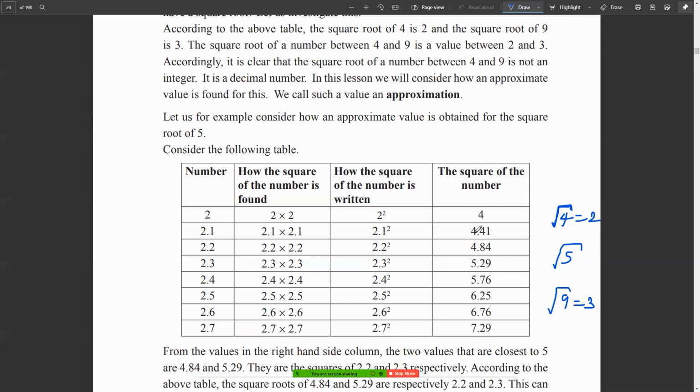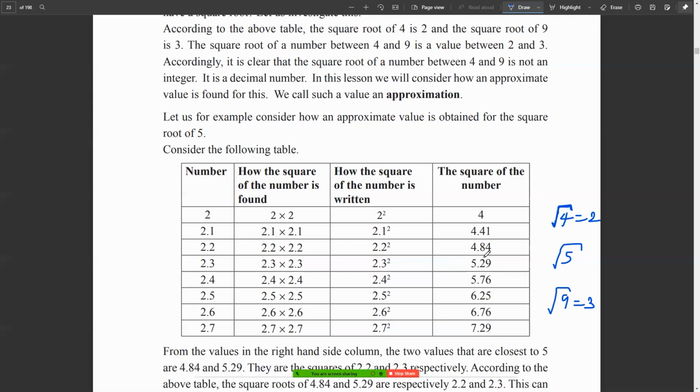Now you can see that 4.41 is nearer to 5 than 4. Then you get 2.2, and with the same procedure you get a value like 4.84. Now it's much closer to 5. Then 2.3. 2.3 squared is 5.29. Now you notice that your required value 5 has passed.